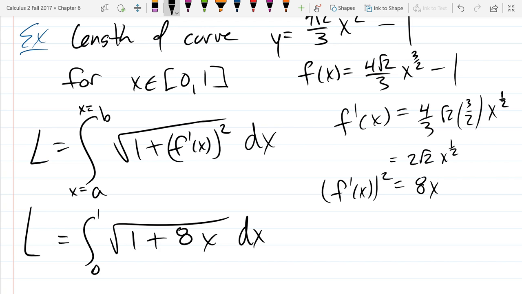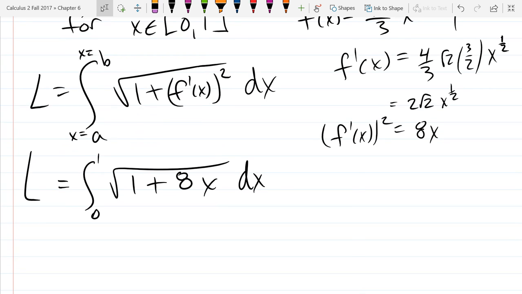So any questions on the steps up here? All right, I'm not going to finish this integral. A little u sub is pretty much all you need. U sub, anti-power rule, and you've got the antiderivative.